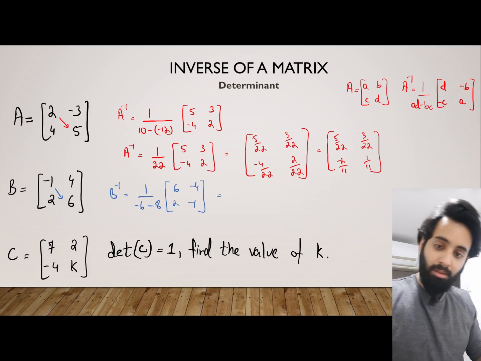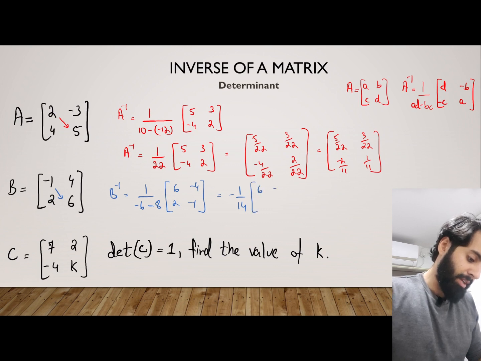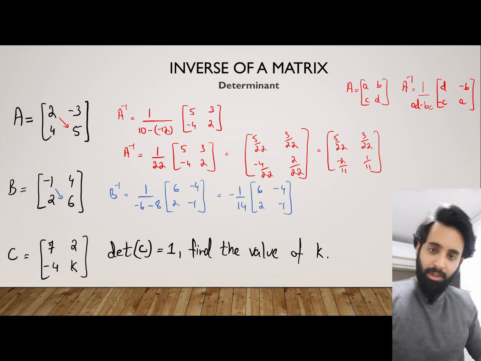Now 1 over minus 6 minus 8 will give me minus 14. So I'll write the minus with the numerator and we'll just write everything else as it is. And like I said, if you want, you can leave it as it is, or you can multiply all the elements by minus 1 over 14.